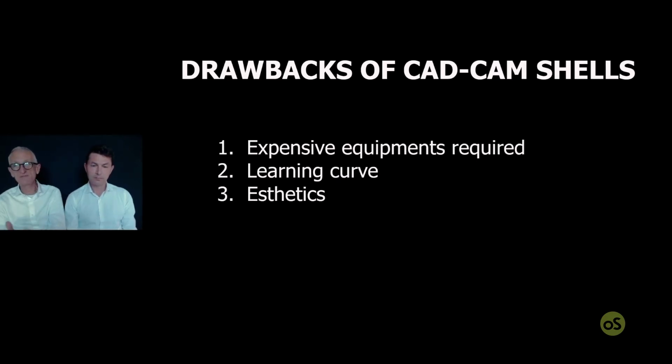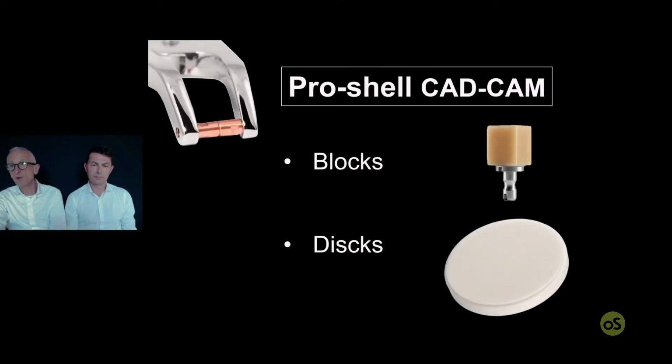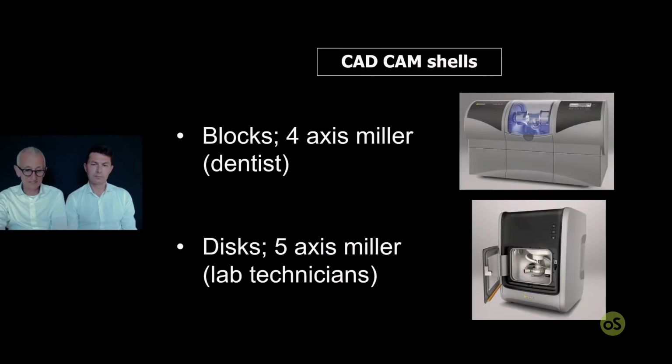Okay, so we've seen some of the pros and some of the cons. So we will see now some of these procedures. Let's start with the blocks. This material is available in block or disc. Blocks normally requires a 4-axis milling machine and disc a 5-axis machine.